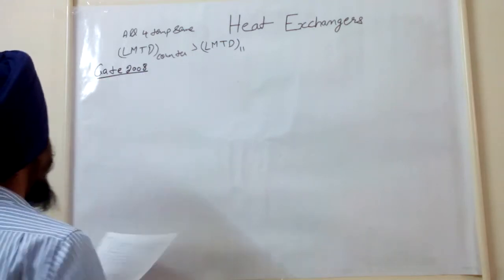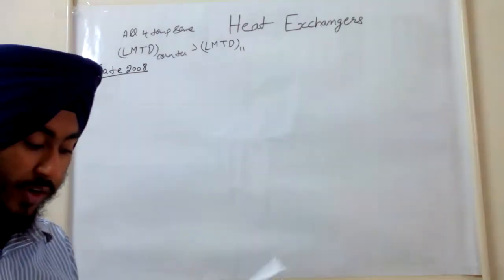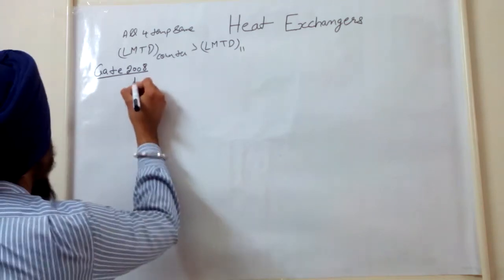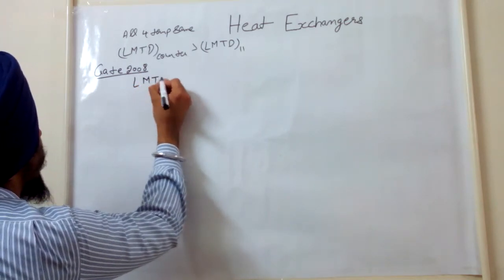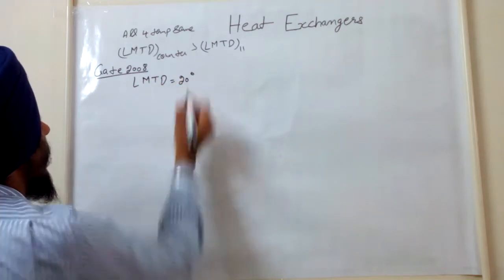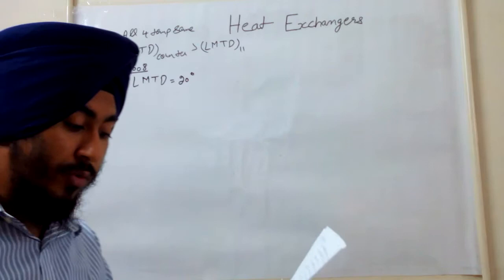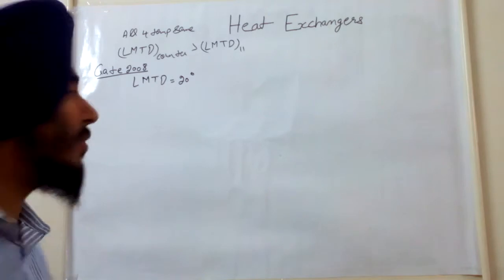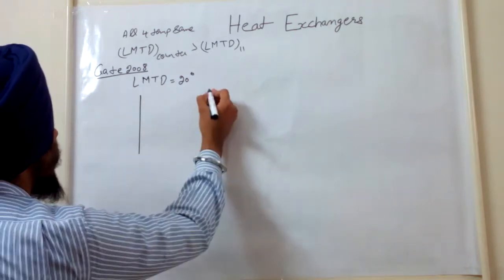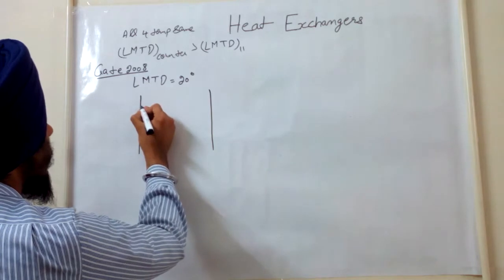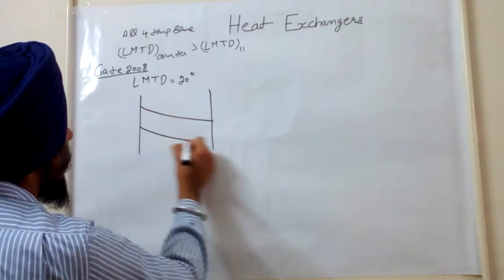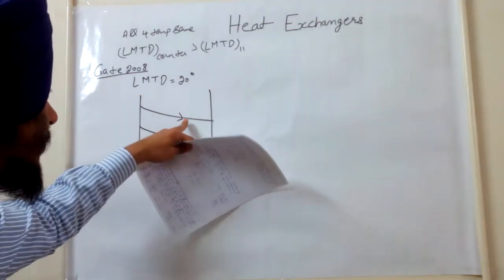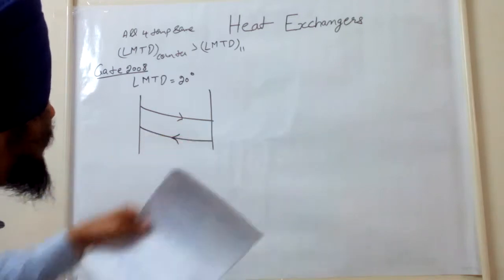GATE 2008 question. In the question it is given that LMTD of a counter flow heat exchanger is 20 degrees Celsius. In these questions, always start the question by making the temperature profiles. Please make the temperature profiles. Since it is a counter flow heat exchanger, please make the profiles. The arrowhead should be opposite.